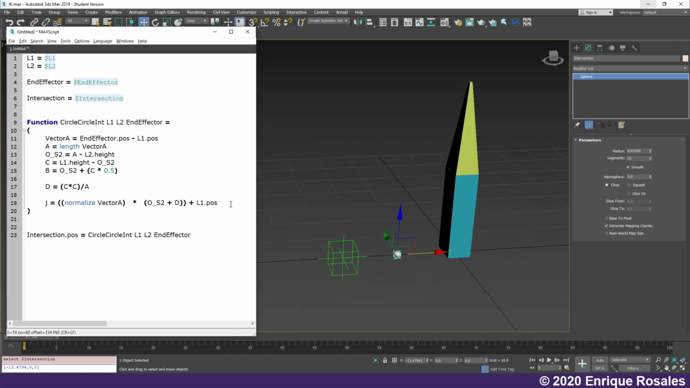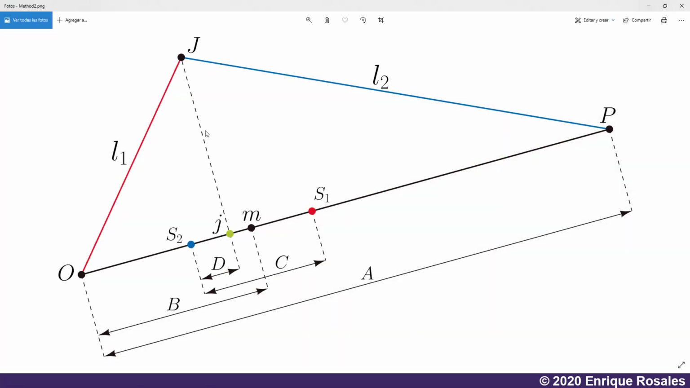So now let's try to actually compute this circle-circle intersection. That is the point J, and now we need to compute this distance right here. We can use Pythagoras for that, and with Pythagoras we can compute its length very easily, because we have this distance right here and this distance right here. But we need to get that direction. So in order to get that direction, we need to define it.